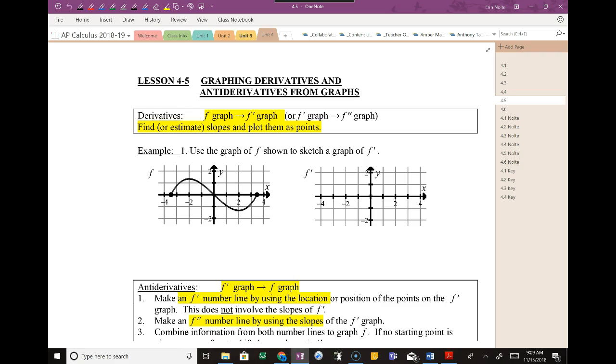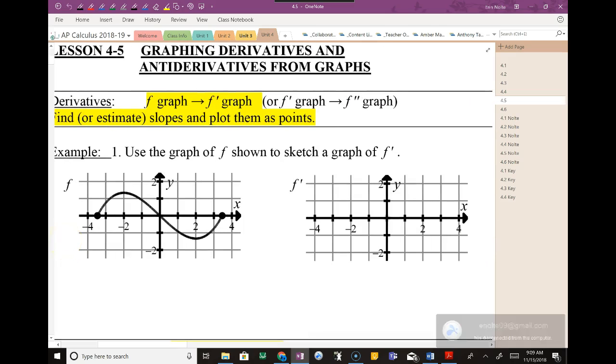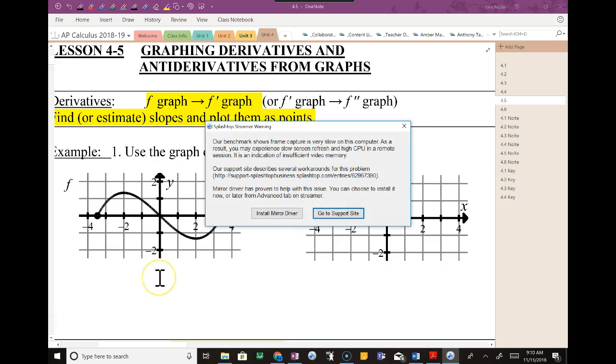So if I start with my original function, is everybody with me right here? Okay, so we have this wave, we'll call it. Looks kind of like a wave. The very first point looks like it starts at the x value of negative 3.5. If you were going to estimate the slope, right about that time.